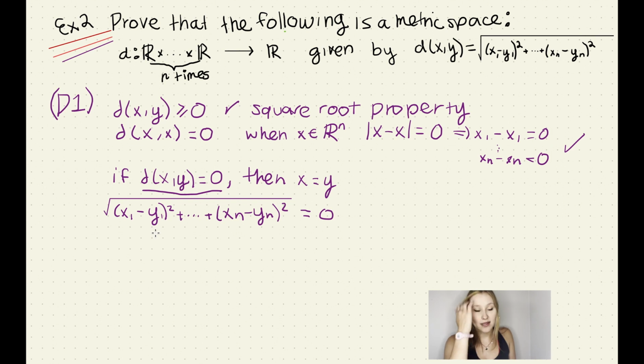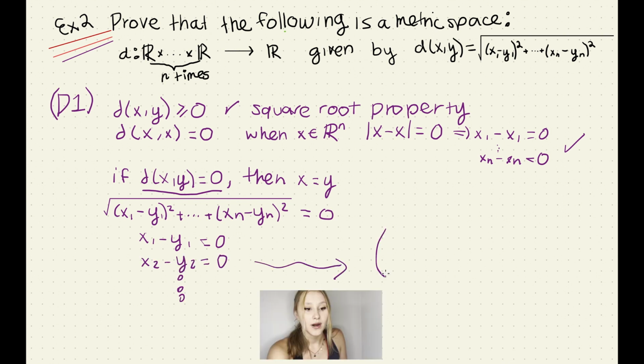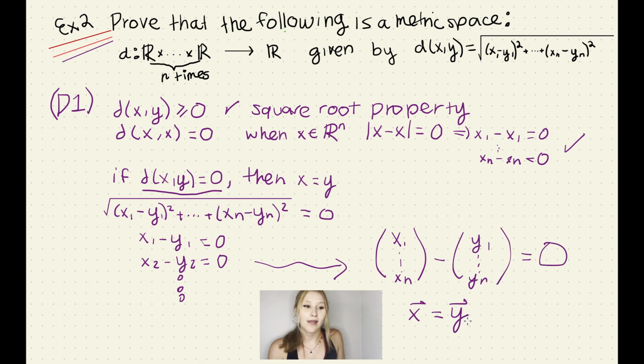This implies that x1 minus y1 is equal to 0, x2 minus y2 is equal to 0, and so on. We're going to expand this, so x minus y, the whole vector, is going to be equal to 0. You move y to the other side. Thus, x is equal to y. Good job.